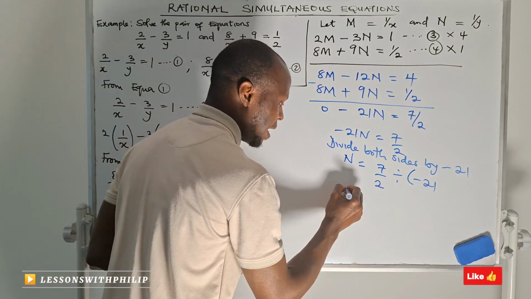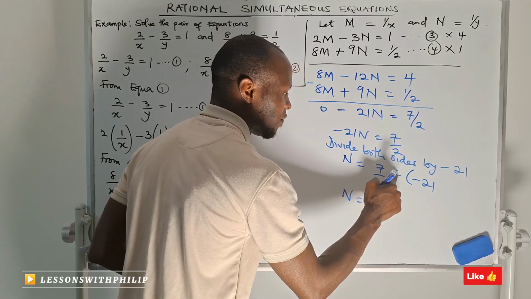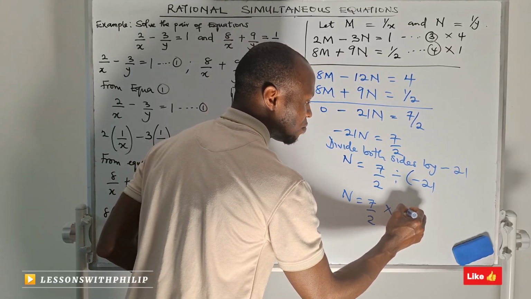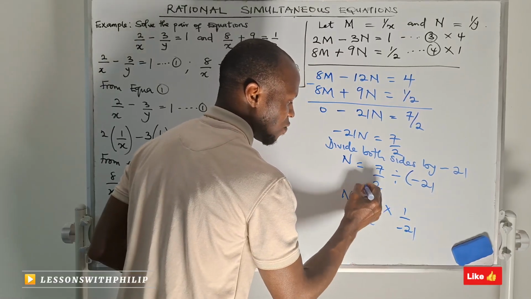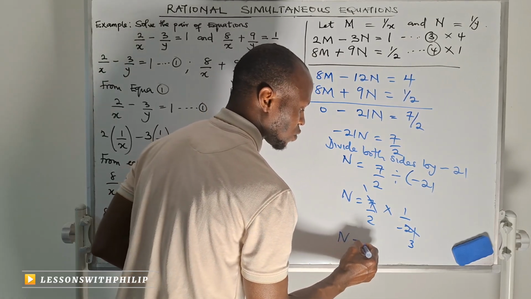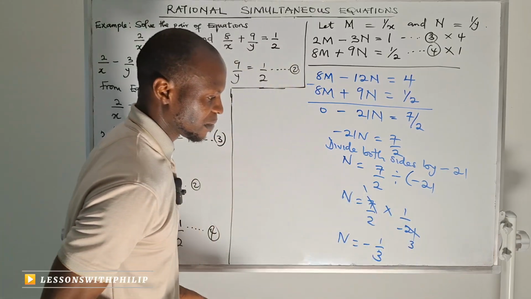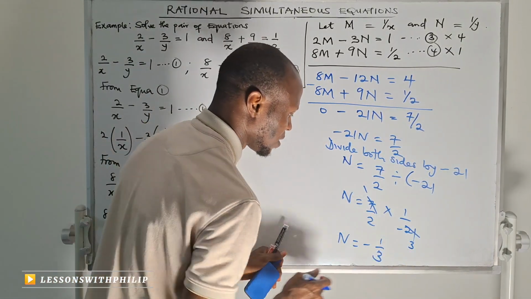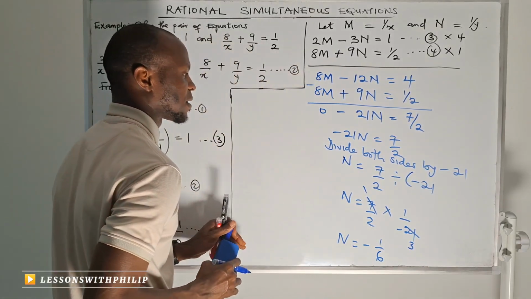So my n will now be equivalent to 7 over 2. Don't forget, if you want to change this to multiplication, it will become multiplied by 1 over minus 21. 7 here 1, 7 here minus 3. So my n equals minus 1 over 3. Do you get it? So 1 times 1 is 1, 2 times 3 is 6. That will be minus 1 over 6.